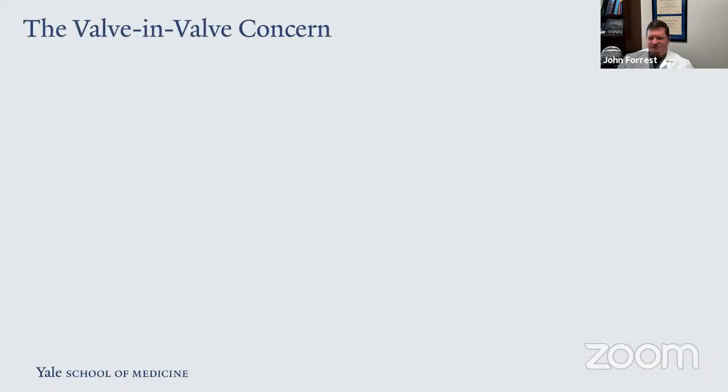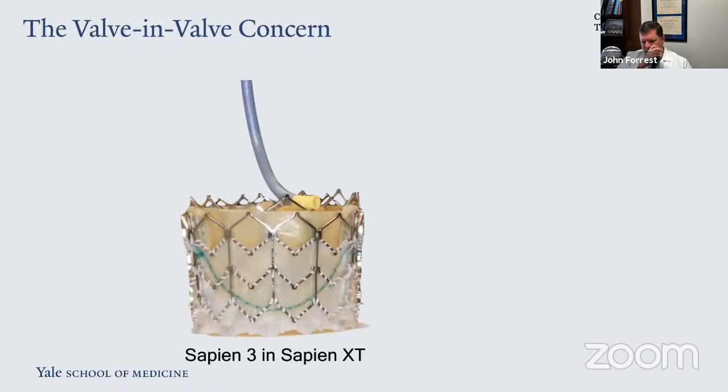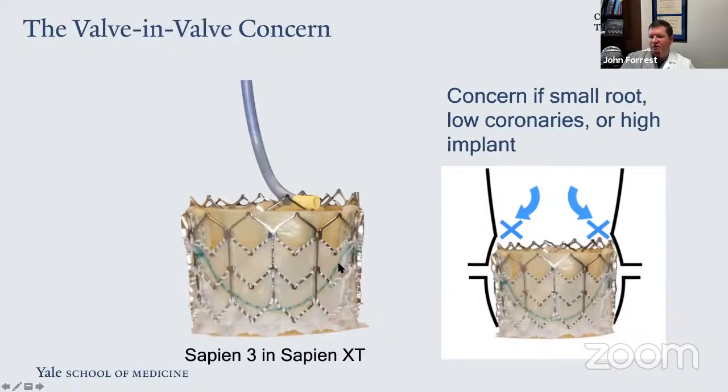For the sake of time, I want to spend just the last couple of minutes here talking about valve-in-valve and coronary obstruction concern. Here are some photos from John Webb, but recognize that when you're doing a valve-in-valve, you're taking the old valve, you're pushing it up, and you're in essence creating a tube graft here. For the Sapien, it's a short tube graft. But if you have a patient who has a small root or has low coronaries or a high implant, this can be a concern. Often not, and I would say usually not, but don't think that it is always not.